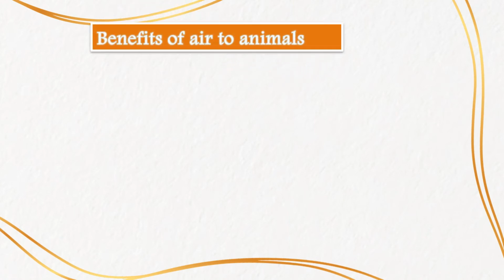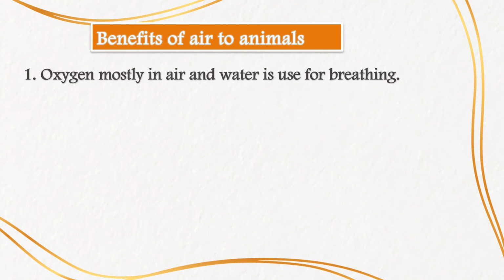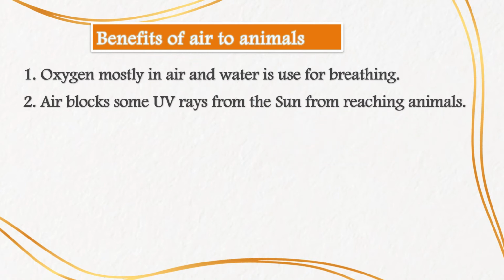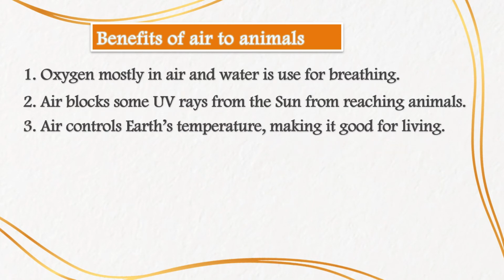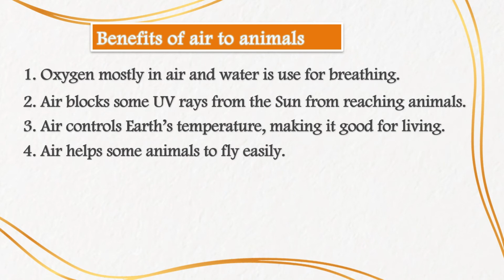What are the benefits of air to animals? The first one is oxygen, mostly in air and water, which is used for breathing. Okay. Next, air blocks some UV rays from the sun from reaching animals. Number 3, air controls earth temperature, making it good for living. And the last, number 4, air helps some animals to fly easily.